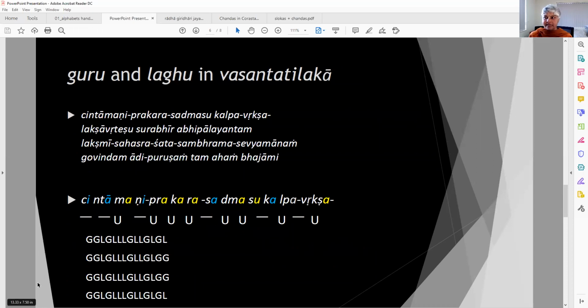As an example, we looked at Chintamani Prakara Sadmasu Kalpa Vriksha. We look at the first one, i. This i is short, but because there are two consonants after it, the n and the t, the i actually becomes guru, heavy. Then a is also guru. Then ma has only one consonant next to it, so it remains short, laghu. Ni is short, and after that it is pa and ra, two consonants, so that makes it again a long or guru, a heavy akshara, syllable, and so on.